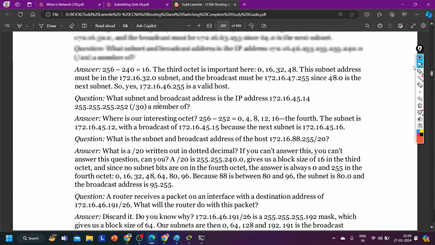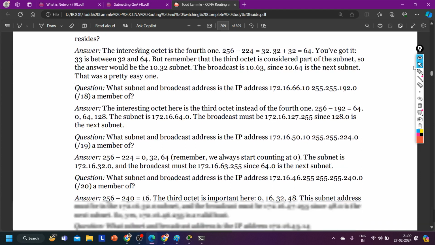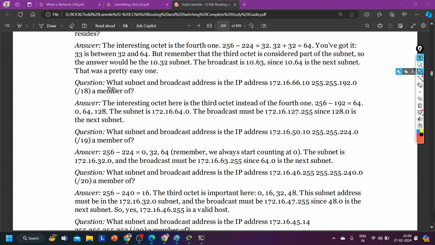There are some questions, right? You have to answer them. Let me ask you. The first question is: what are the subnet and broadcast address of the IP address 172.16.66.10 with subnet mask 255.255.192.0?